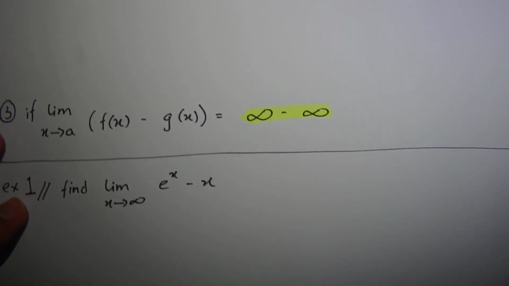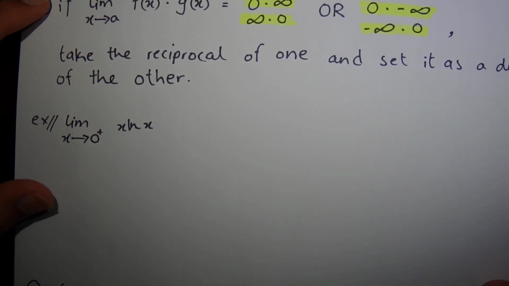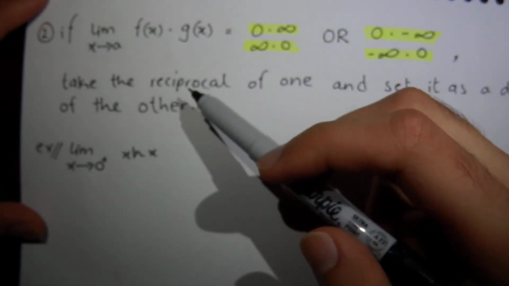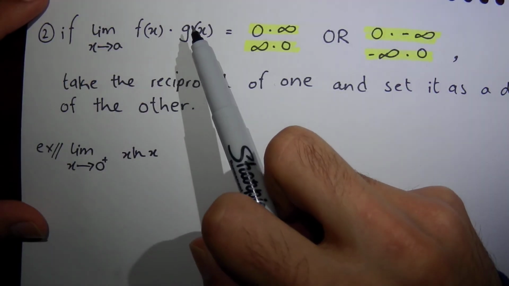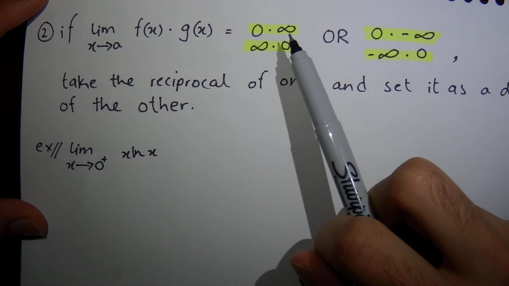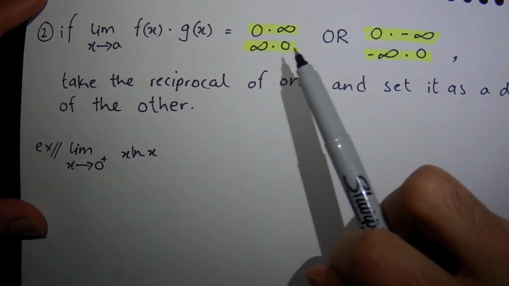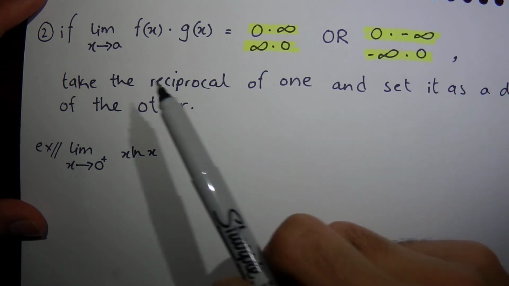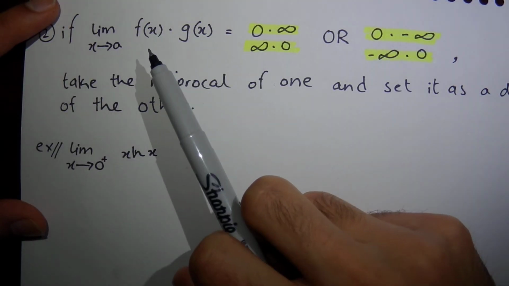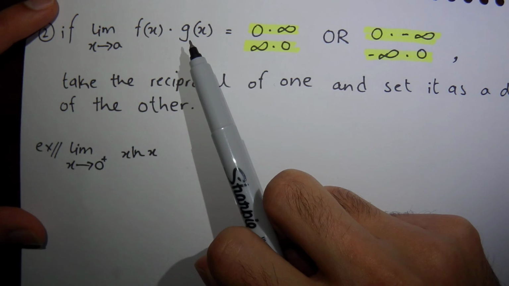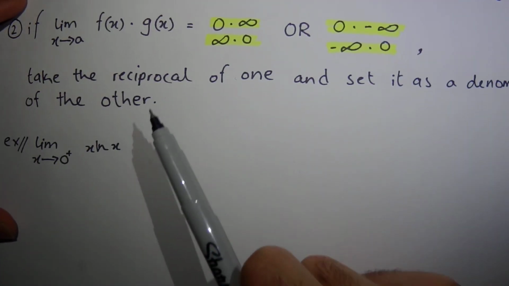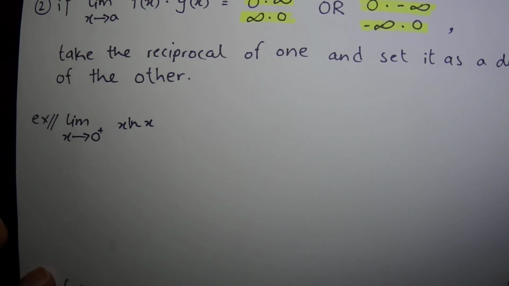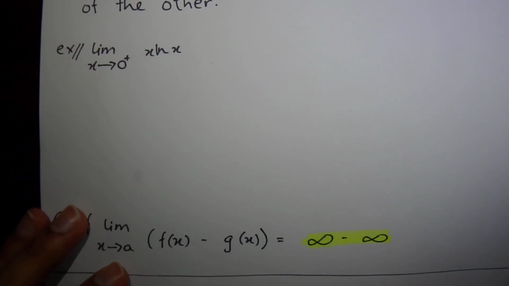Okay. Now on to two other indeterminate forms that are often associated with L'Hopital's rule. The first one, if you have two functions being multiplied by each other and you either get 0 times infinity, infinity times 0, 0 times negative infinity, or negative infinity times 0, then you must take the reciprocal of either of f of x or g of x and set it as a denominator of the other. I know it sounds complicated, but let's just solve this through an example. It would be pretty simple, really.